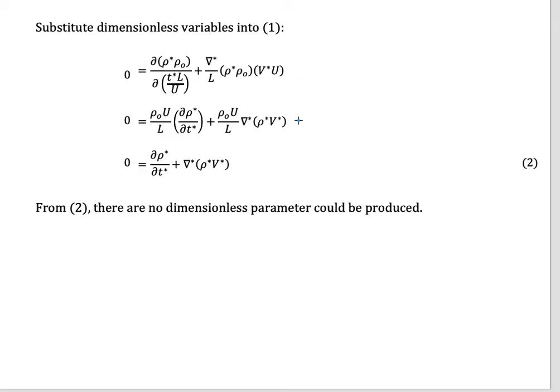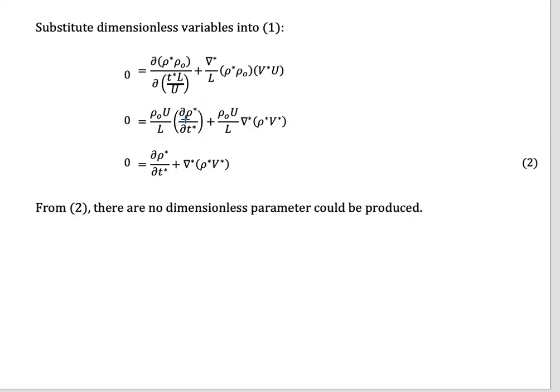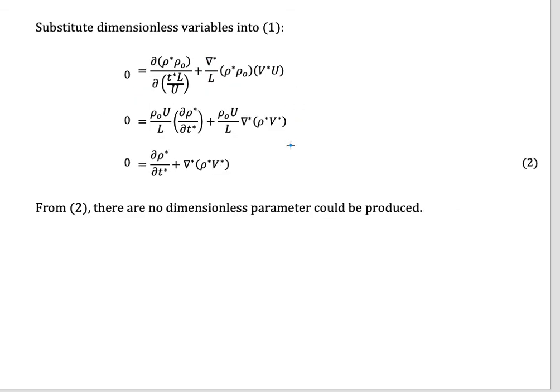The next step is we try to factorize. We take out the terms, and we must make sure it has the same arrangement as the previous one. For example, we have d rho over dt plus divergence of rho v. So we have del rho star over del t star plus, coming from the nabla of rho and v, the nabla star of rho star and v star.